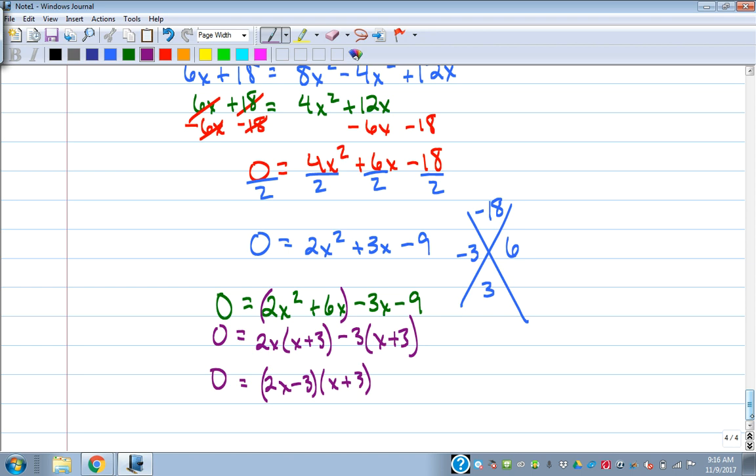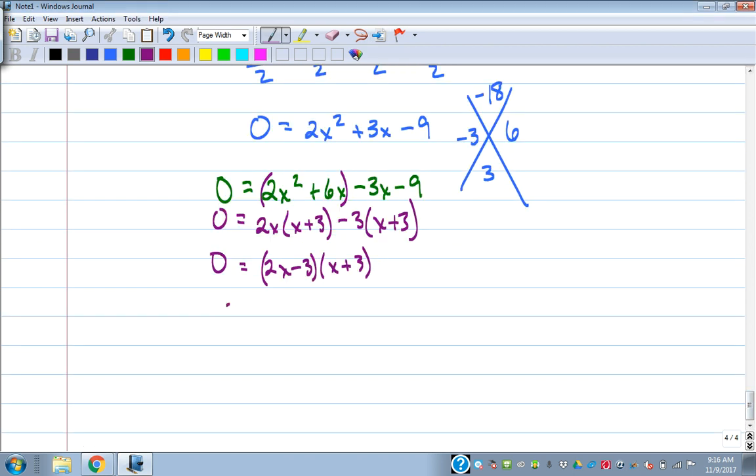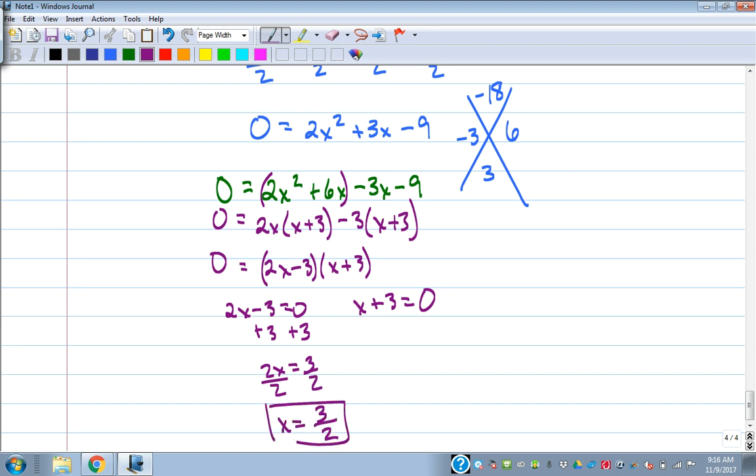What do I do with each of those factors? Equal them to 0. So 2x minus 3 equals 0, and x plus 3 equals 0. So this one's going to be, add 3. x is equal to 3 over 2. This one's a little shorter. X equals negative 3. Do either of those match a restriction?